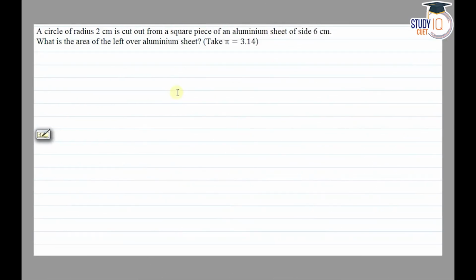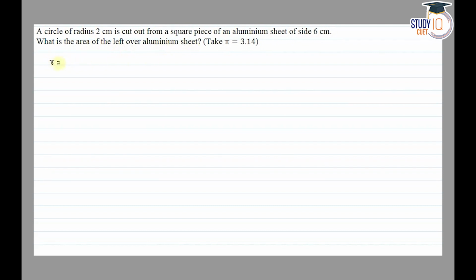Hello everyone, this question appears in the Class 7th NCERT chapter of Perimeter and Area. This is the 11th question of exercise 11.3. The question says that a circle of radius 2 cm is cut out from a square piece of an aluminium sheet of side 6 cm. What is the area of the leftover aluminium sheet?